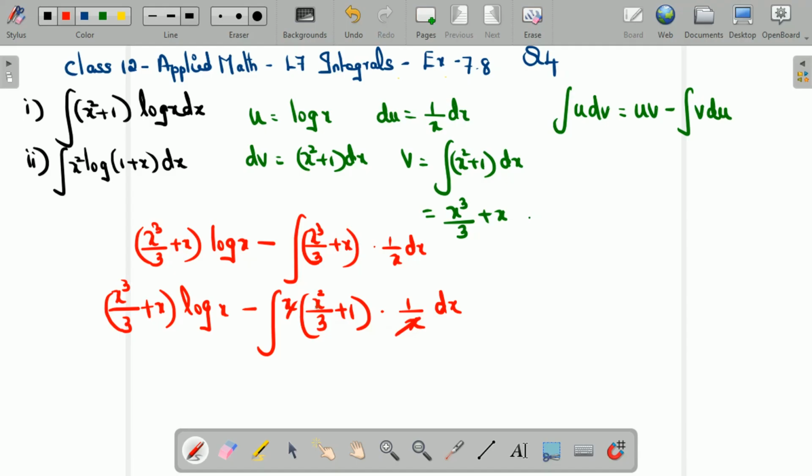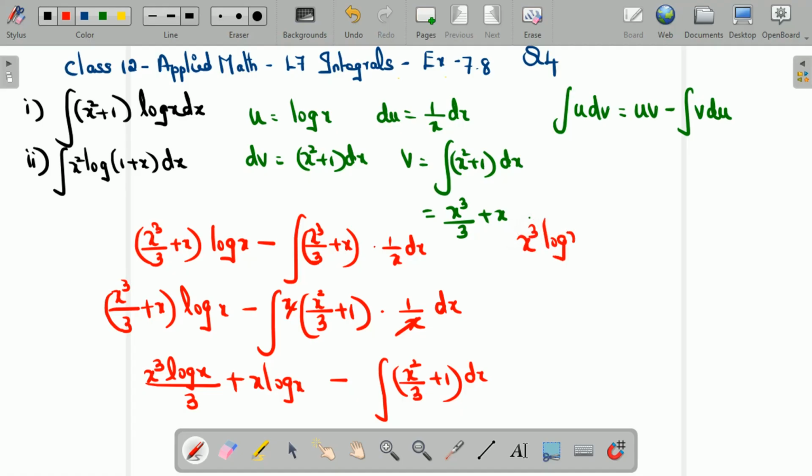This x and x I can strike out. So I'm term-wise multiplying, so x cubed log x by 3 plus x log x. Now minus integral of x squared by 3 plus 1 dx. So the minus sign is there for both the integrations. So let's perform this. x cubed log x by 3 plus x log x minus, now there is a 1 by 3 outside, so this is integral x squared dx, then there is a minus integral dx.